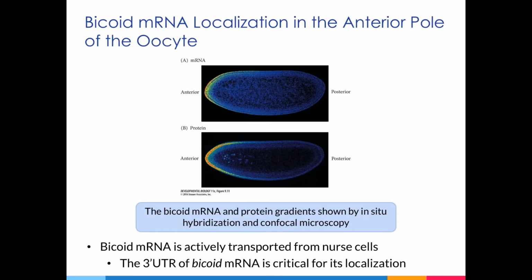The localization of the bicoid mRNA to the future anterior of the embryo is dependent upon its 3' UTR. If the 3' UTR was altered, this would in turn affect the location of the bicoid mRNA and as a result the fate of the anterior segments.